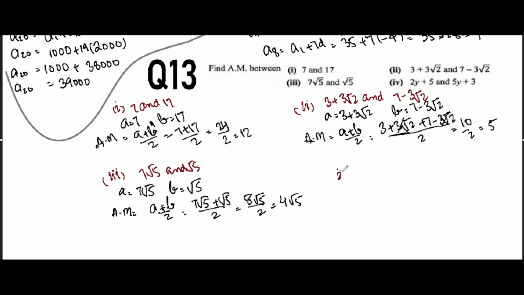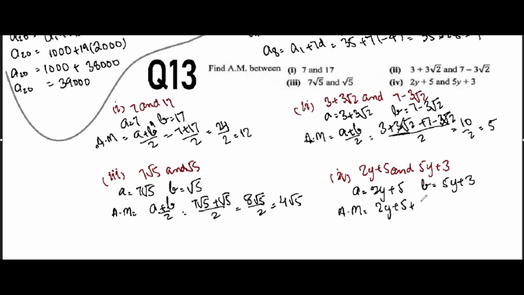Now we are going to do the last part of this question, which is 2y plus 5 and 5y plus 3. Now A is equal to 2y plus 5 and B is equal to 5y plus 3. So the arithmetic mean is equal to A plus B divided by 2, which is 2y plus 5 plus 5y plus 3 whole divided by 2. 5y plus 2y is 7y, plus 8, divided by 2, which is equal to 7 by 2 y plus 8 by 2 is 4. So this is the answer of the last part of question number 13.